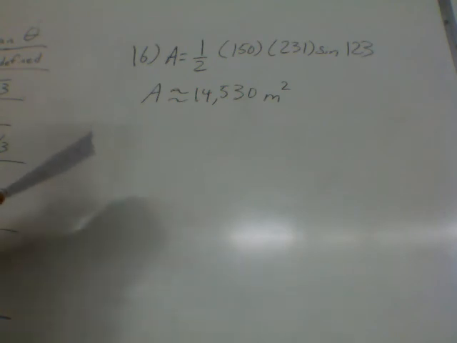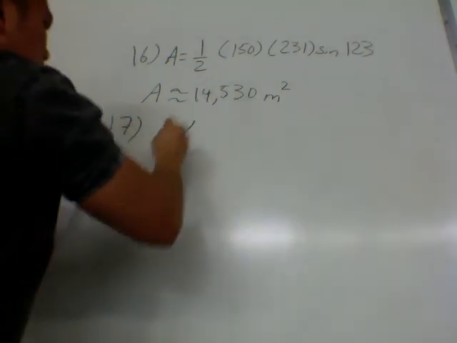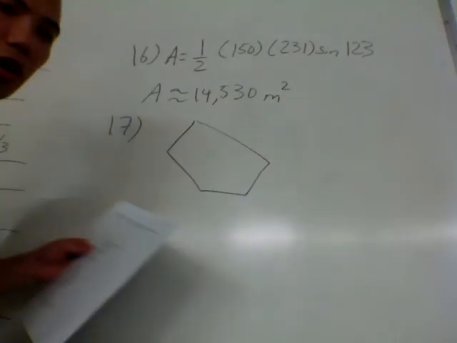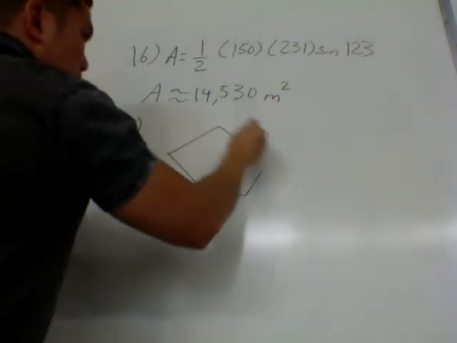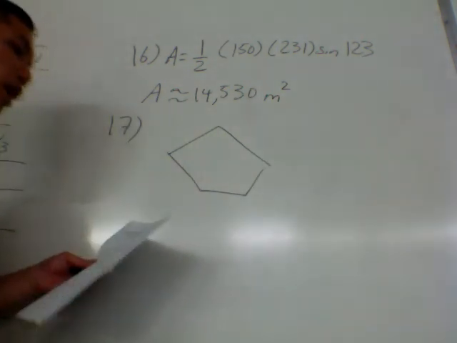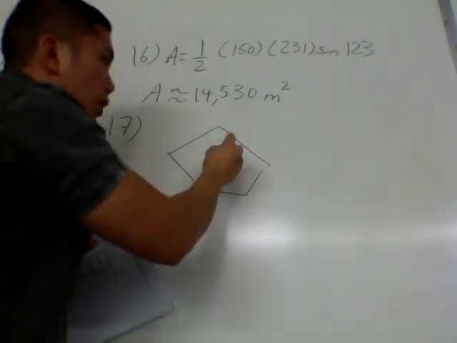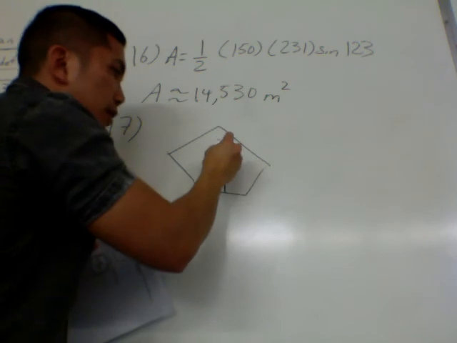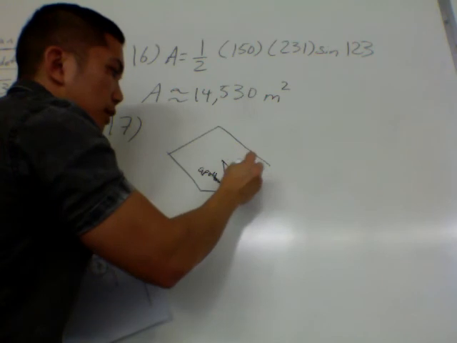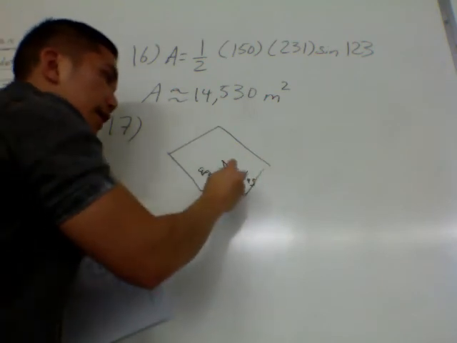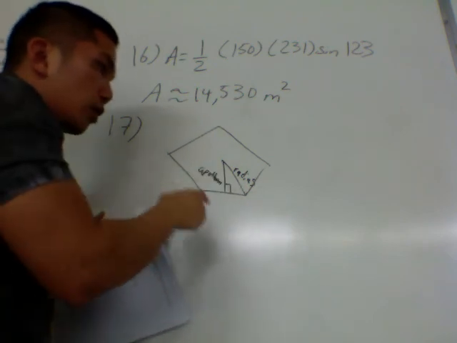Now, number 17 is an interesting question. It's a conceptual question. Now, 17, you have a pentagon, and they say to draw, let's make it a little more even, an apothem and a radius and label them. Which one do you know is going to be longer? How do you know? Well, this is your apothem, and this is your radius. Now, the apothem makes a 90-degree angle with the side. So, which one of these do you know is going to be greater?